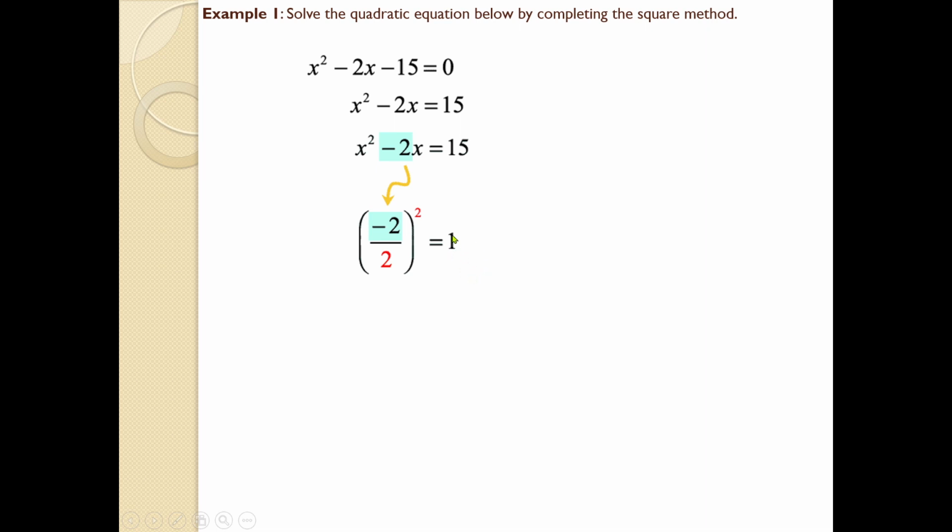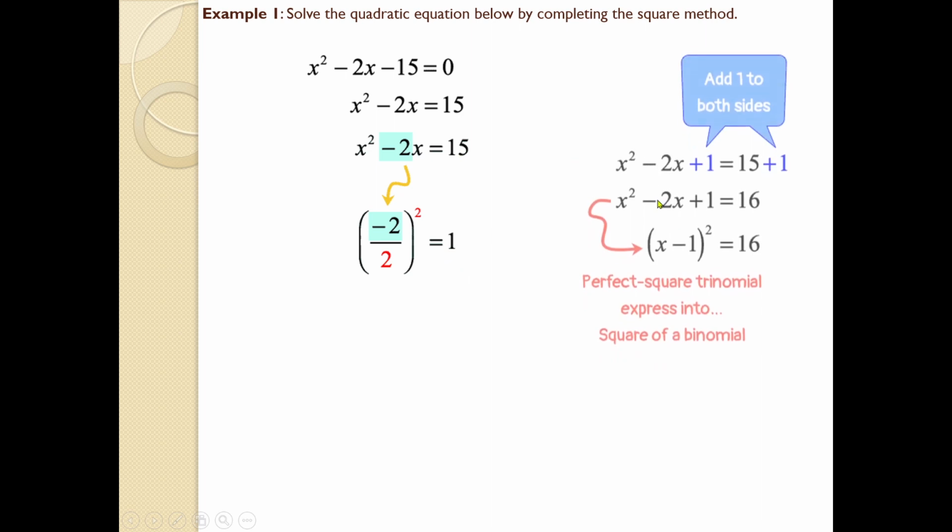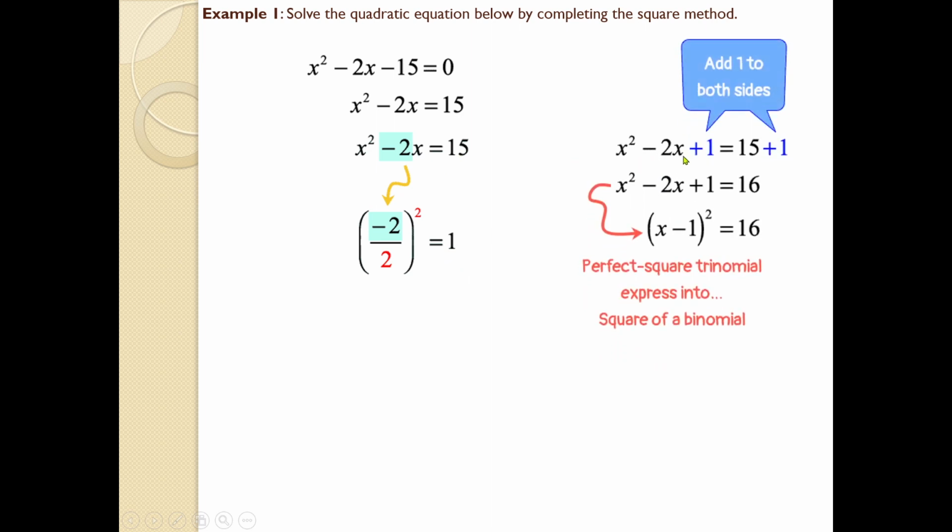Now you need to add this 1 on both sides of this step. So it will be x square minus 2x plus 1 equal to 15 plus 1. Again solve this one. X square minus 2x plus 1.